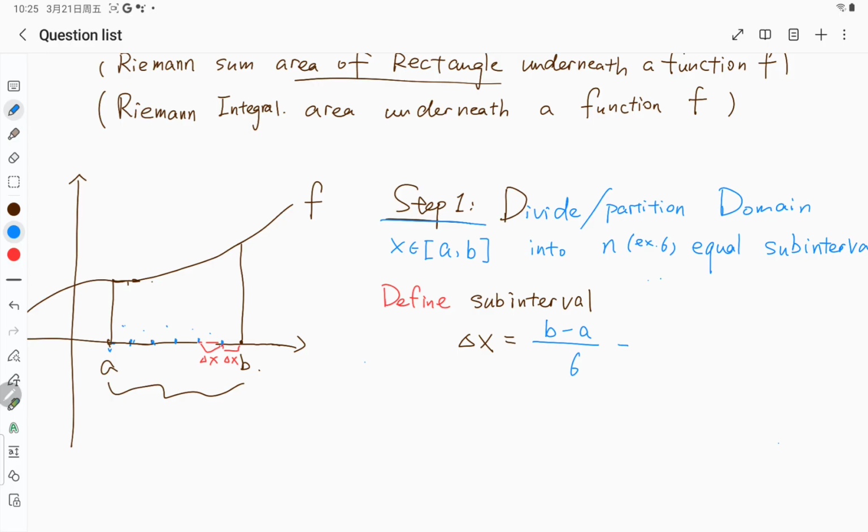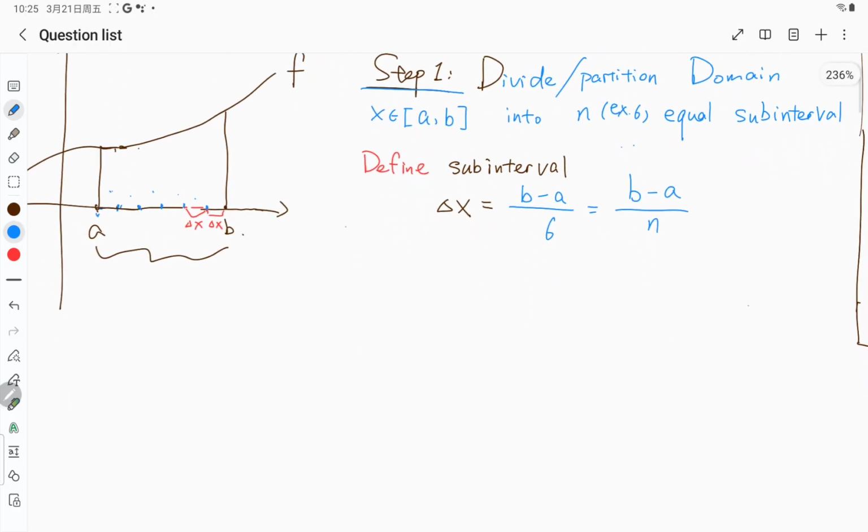And what about the general formula? I guess you already know, because 6 is only an example that I give of the parameter n. So in general, the delta x formula would be b minus a divided by n. So this is our step interval.